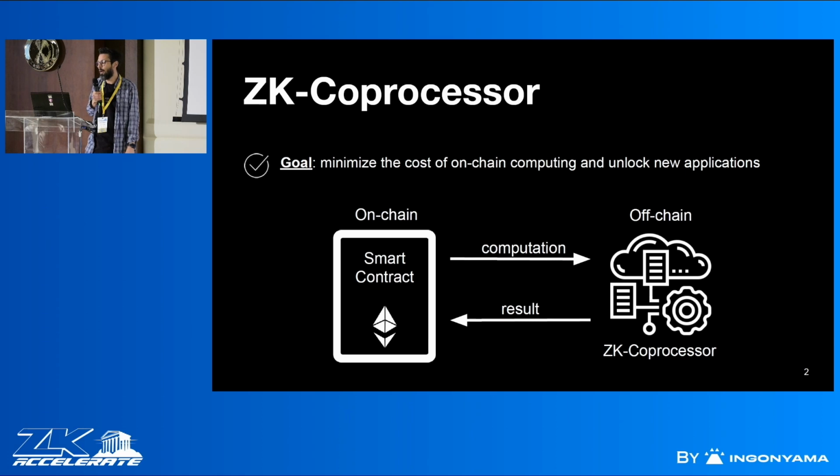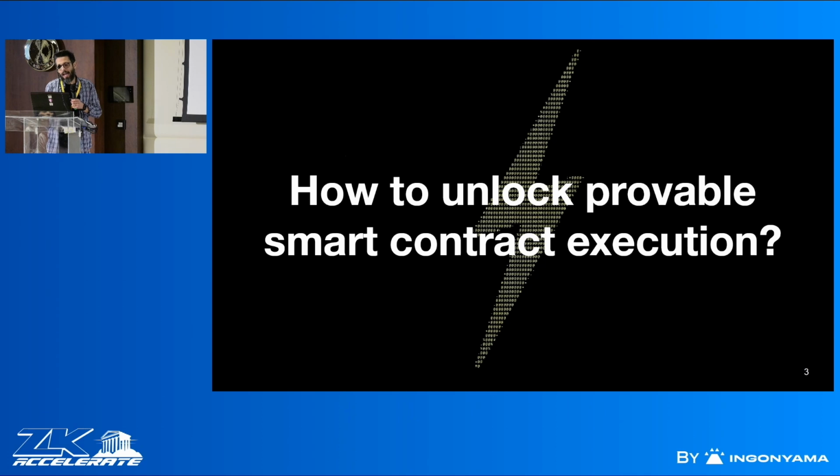And that would hopefully, aside from saving you some money, also unlock new types of applications. So if there is one takeaway from this talk, it will be to try to answer this question: can we then unlock provable smart contract execution?